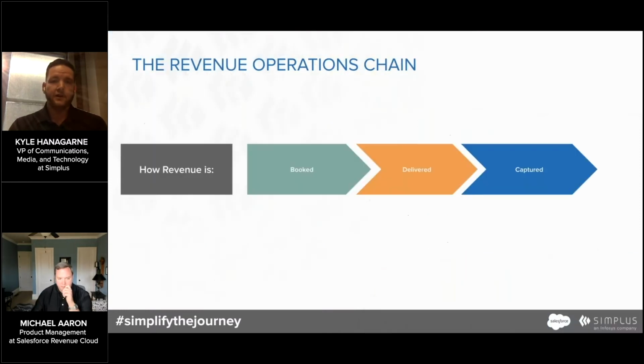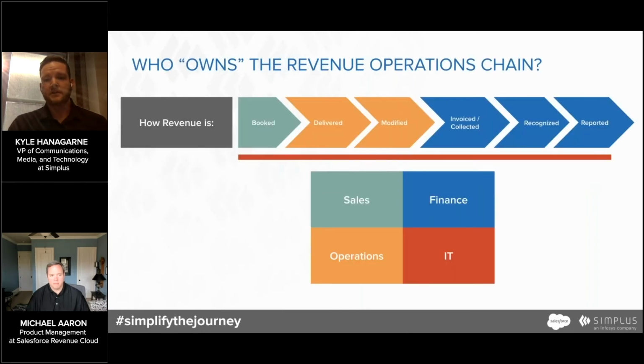And it all revolves around something we call the revenue operations chain, which, at its simplest form, is how revenue is booked, meaning how you sell something and contract it; how it's delivered, meaning how you get your customer the product or service that they purchased and how that triggers a revenue event; and then how it's captured, meaning how the revenue turns into cash, how you invoice and collect, or how you report the sale and the revenue on your financials. Right? So if we dig one step deeper into the actual processes that are involved, you can start seeing how this chain gets more detailed, right?